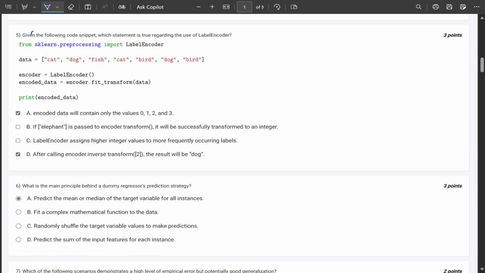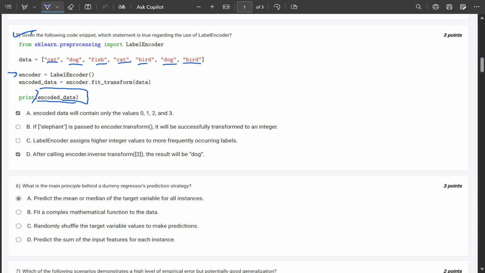Next is question number 5, and in this question you are asked: from sklearn.preprocessing import LabelEncoder, you have cat, dog, fish, cat, bird, dog, bird, and then you are using LabelEncoder and encoded data equals encoder.fit_transform(data). It is asking, if we print our encoded data, what it will contain first of all, and which of the statements given here are right.